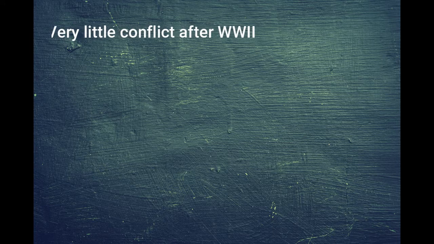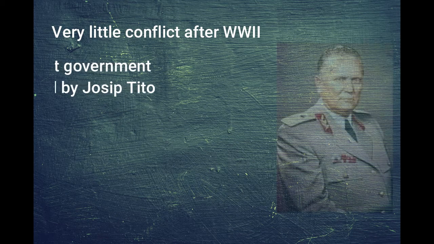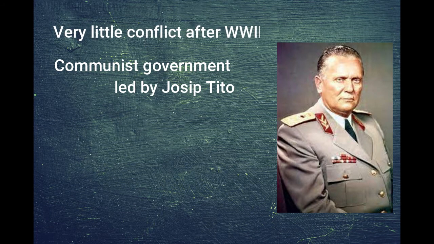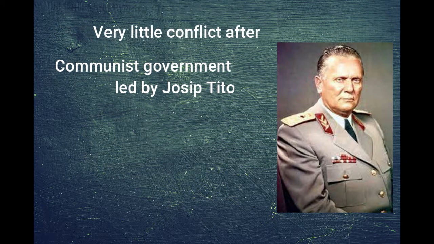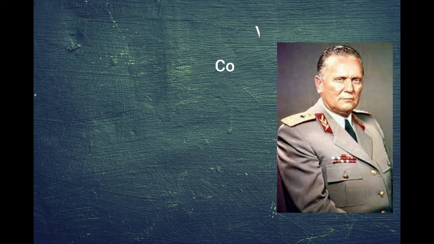So Yugoslavia was able to avoid any ethnic conflict between these various groups for decades after World War II. This was largely due to the leadership of Josip Tito, who was the immensely popular partisan resistance leader during the war. After the war, he established a communist government in Yugoslavia and was able to build a relatively stable economy, which helped to keep those different groups placated under his rule.